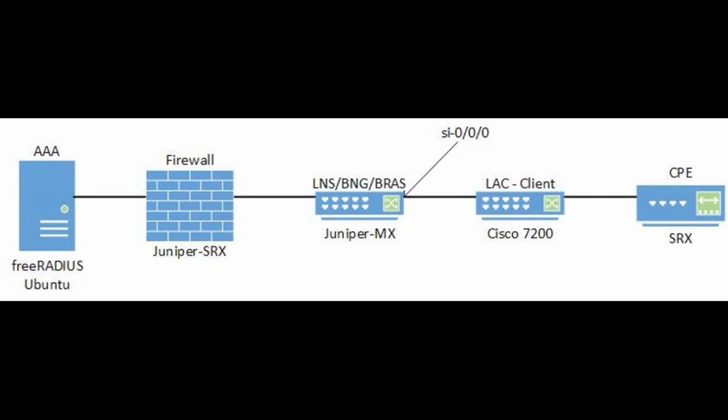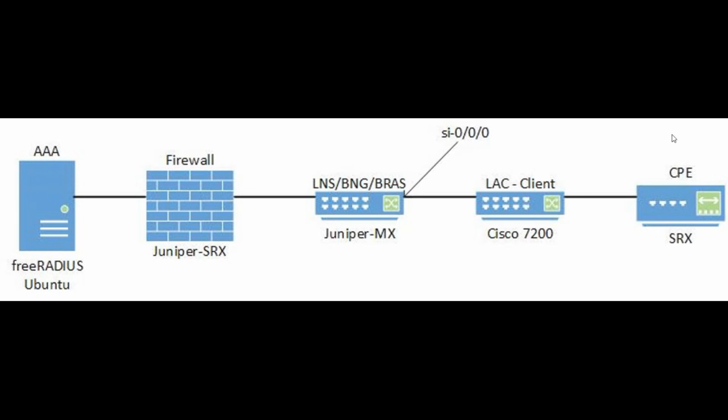Hi, and welcome to this latest video on configuring a Juniper MX as an LNS. In this video, we're going to configure the L2TP Tunnel Group. However, before then, some subscribers have asked me to do a high-level overview of our final objective. So here's the overview of what we're doing.